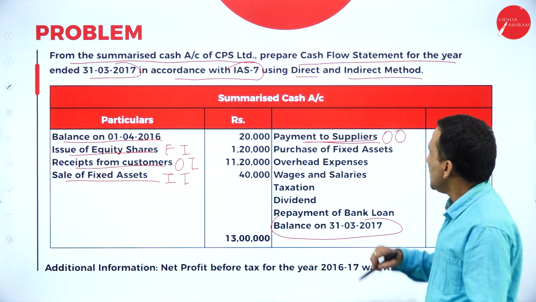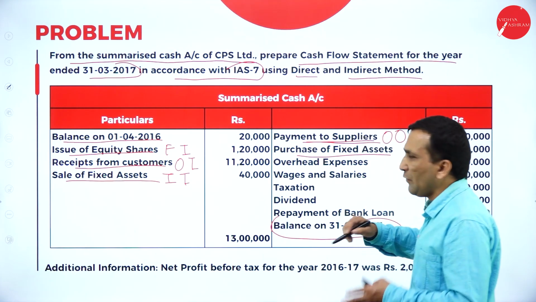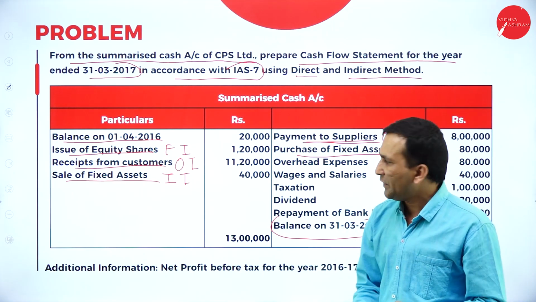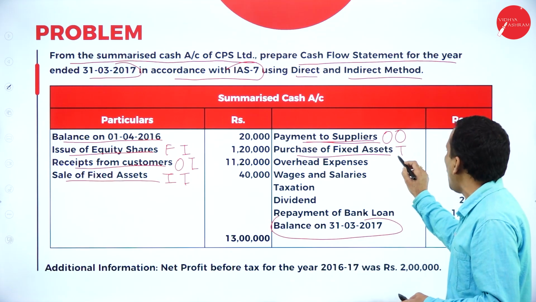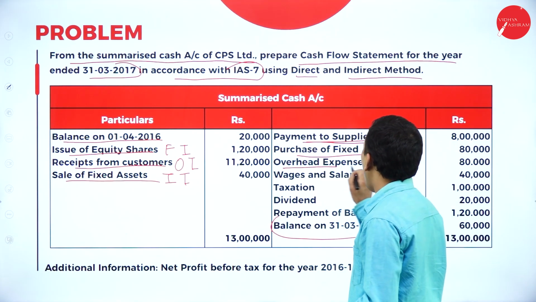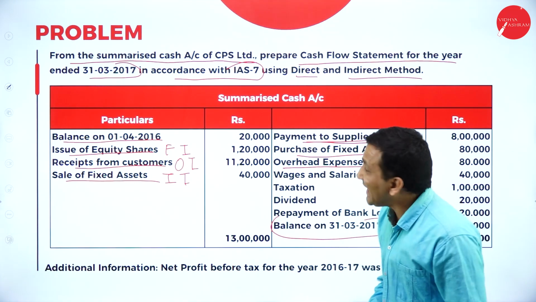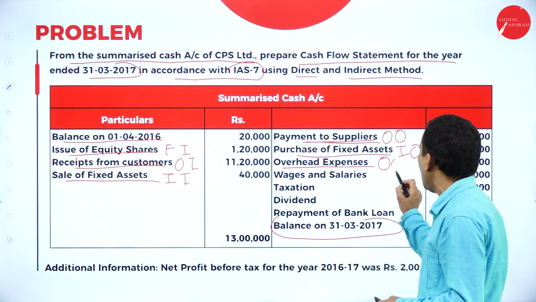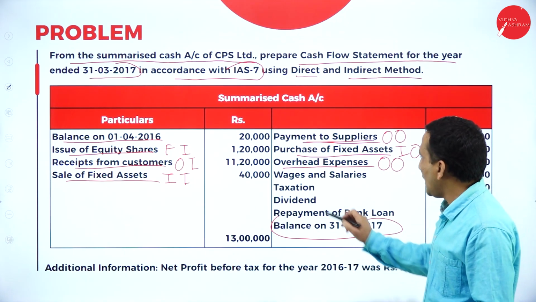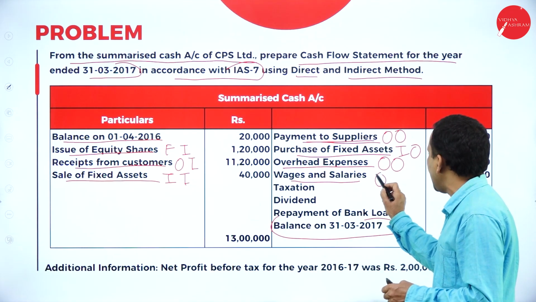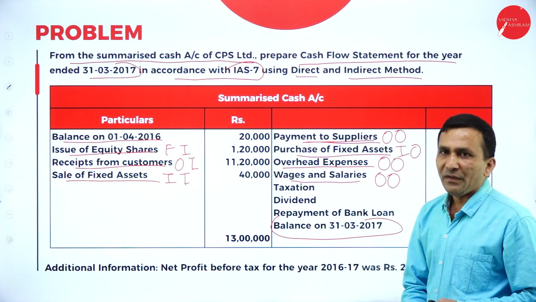Operating outflow. Next, purchase of fixed asset: whenever you are purchasing any asset, it comes under the investment outflow because money is going. Next one, overheads expense, which is directly related to operation. So that is operating outflow. Next one, wages and salary, which is related to your business, which is also called operating outflow.